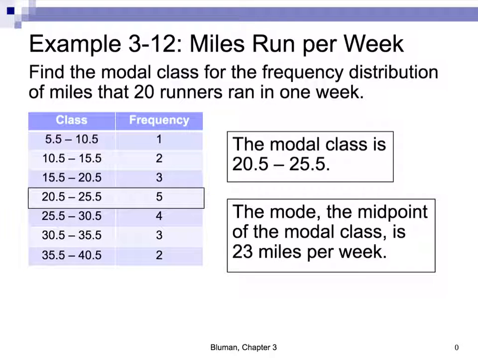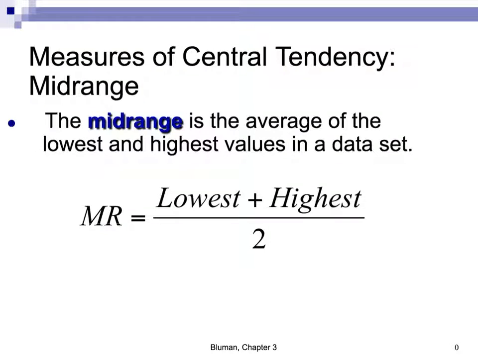Okay, when we talk about the modal class, this is relatively easy. Just as mode is the thing that occurs the most, the modal class is the one that also occurs the most, so this is where you have the most frequencies. So in this case, 20.5 to 25.5, that is going to be our modal class because it has the highest number of frequencies.